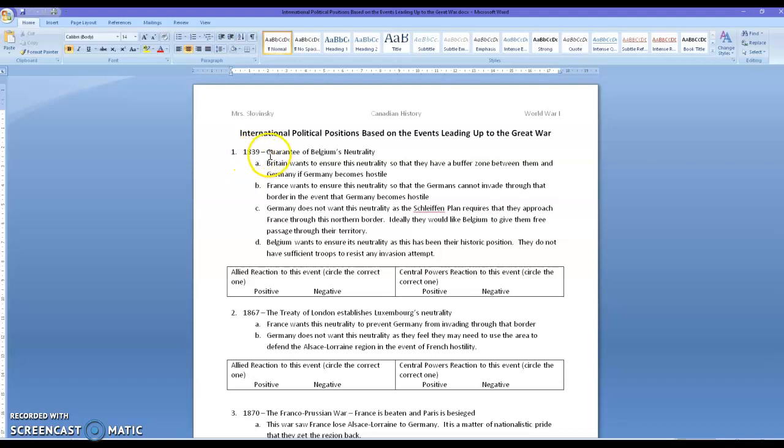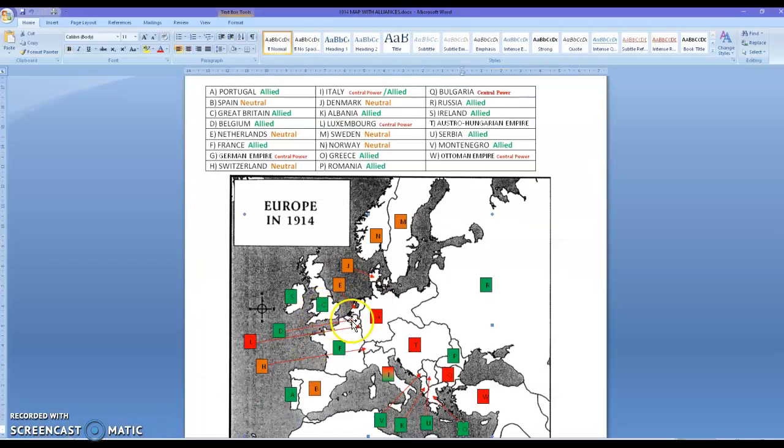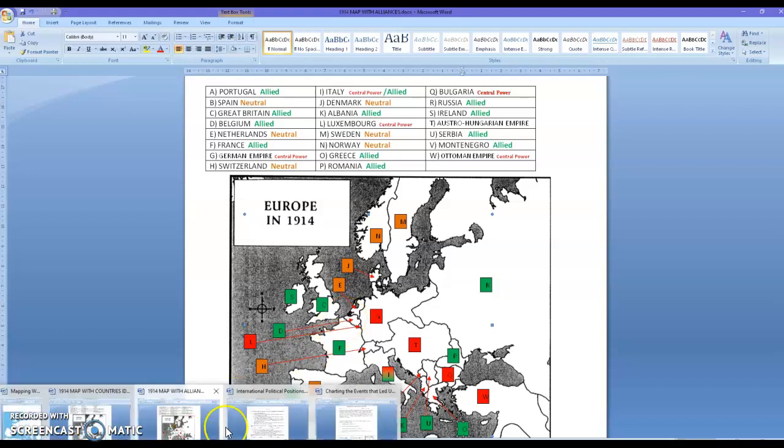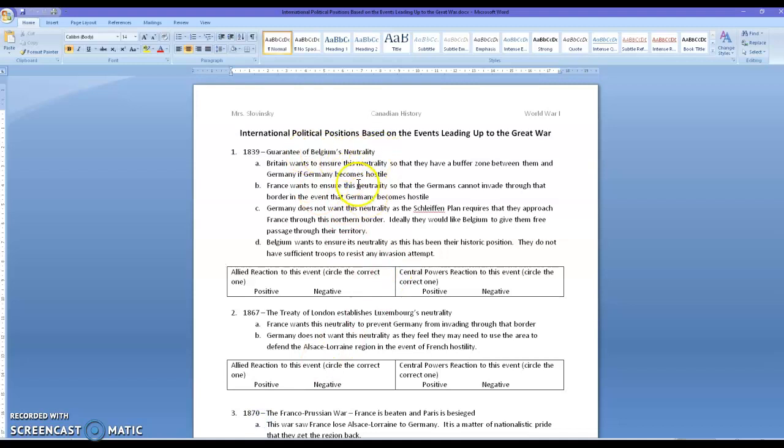So in 1839, Belgium's neutrality was guaranteed. So what did that mean? It meant that Britain wanted to ensure the neutrality so that they would have a buffer zone between them and Germany if Germany became hostile. So have a quick look back at the map, and you can see here's Belgium right here. And so if Belgium joins Germany, then that means that the German influence is going to be this close to England, and they did not want that. And so they were very, very happy to have the neutrality guarantee.